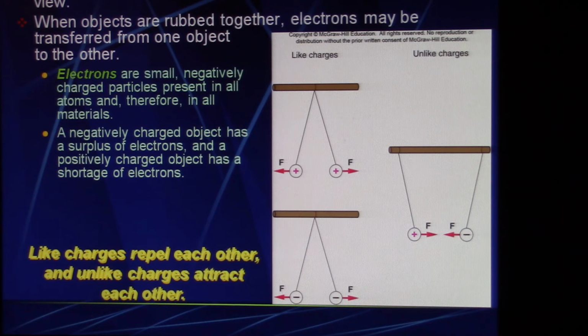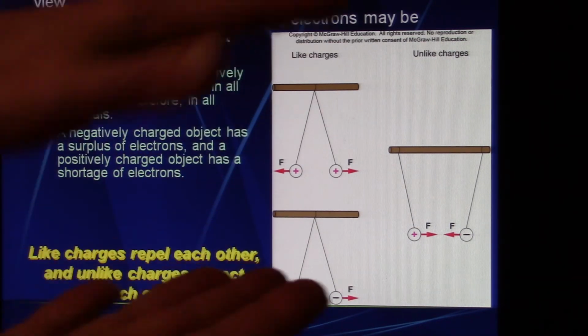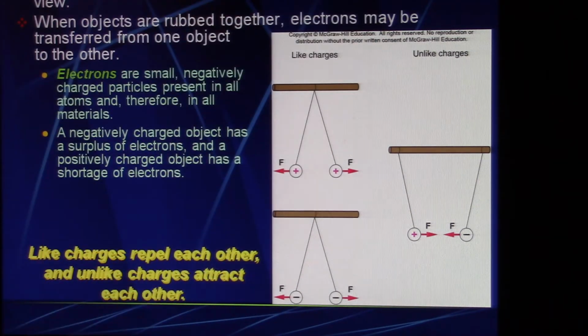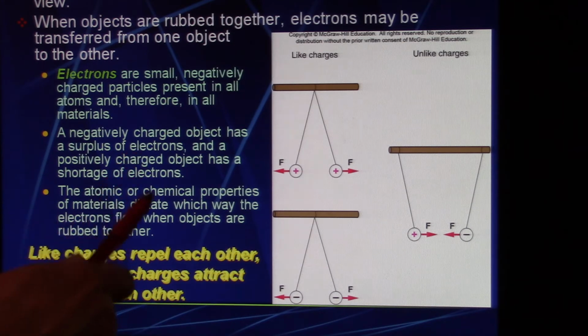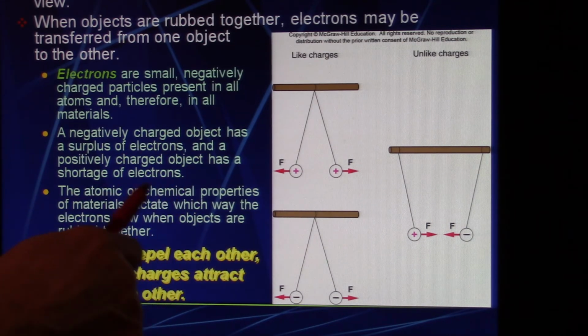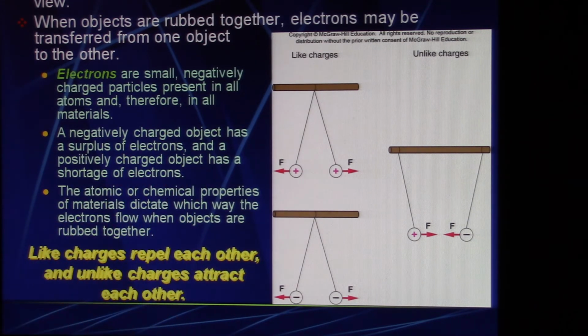Those small, incredibly small, negatively charged particles that are part of the atomic structure, right? But those things, they can flow. You can strip them off of an atom, and they can go and collect in other areas, right? So a negatively charged object has a surplus of electrons, and a positively charged object has a shortage of electrons. And different substances will go one way or the other, right? We're just going to leave it at that.